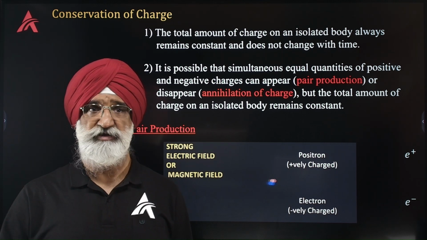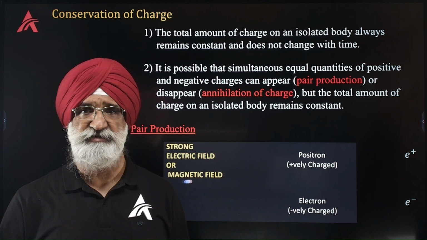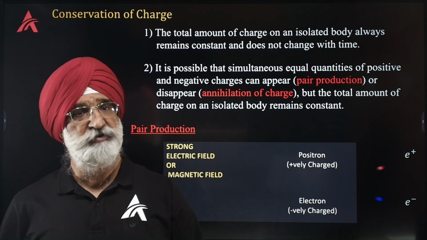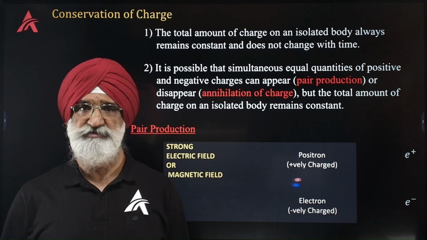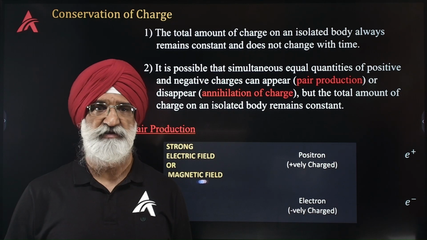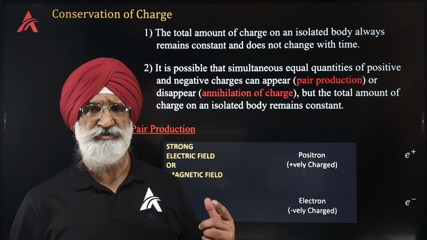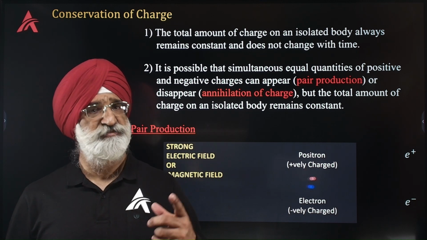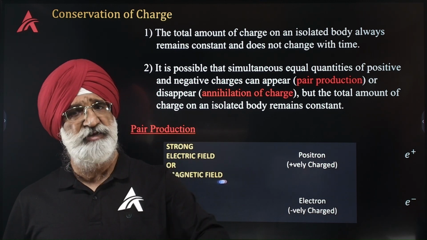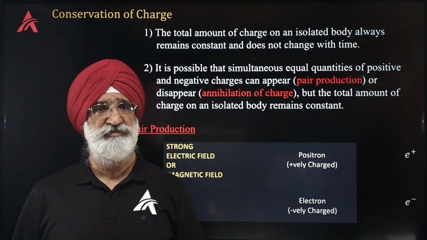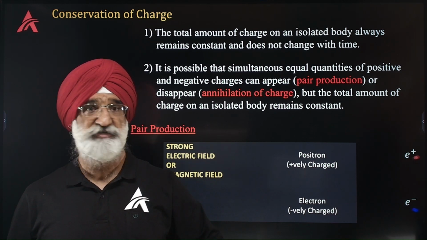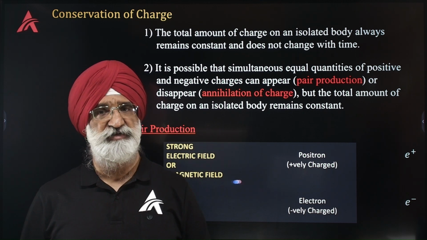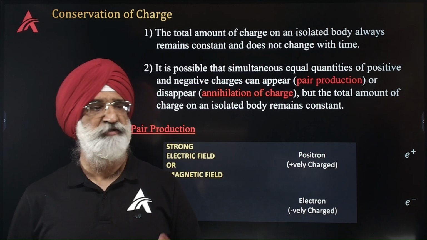When equal quantities of positive and negative charges appear simultaneously, the process is called pair production. For example, when gamma rays, which are neutral, are passed through a strong electric or magnetic field, they can split up into a negatively charged electron and a positively charged positron. In this process, the pair of opposite charges appears simultaneously, forming what is known as pair production.